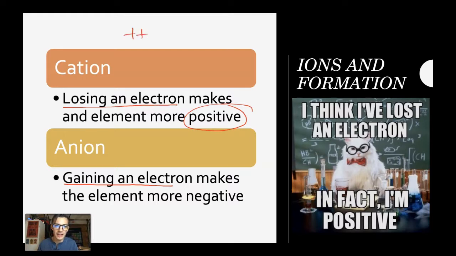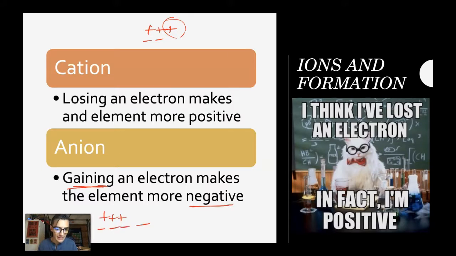So if I have my positive charges and I have my negative charges, if one of those negative charges leaves, well, then I'm left with overall a positive charge. So losing an electron leaves me with a positive charge. An anion, gaining an electron, I become more negative, because if I gain an electron, it comes in, then I have become more negative because the electron carries that negative charge.